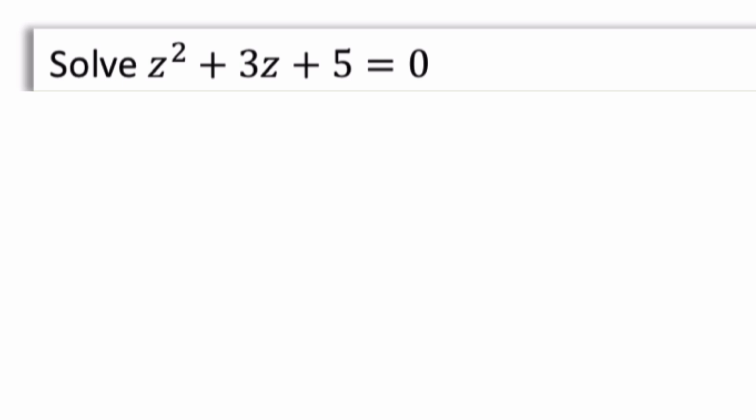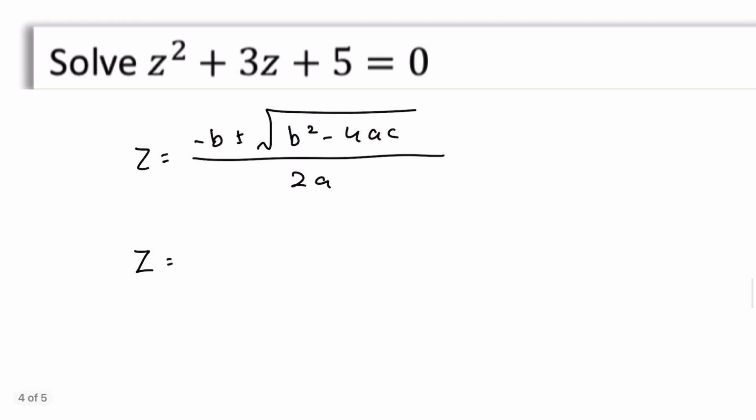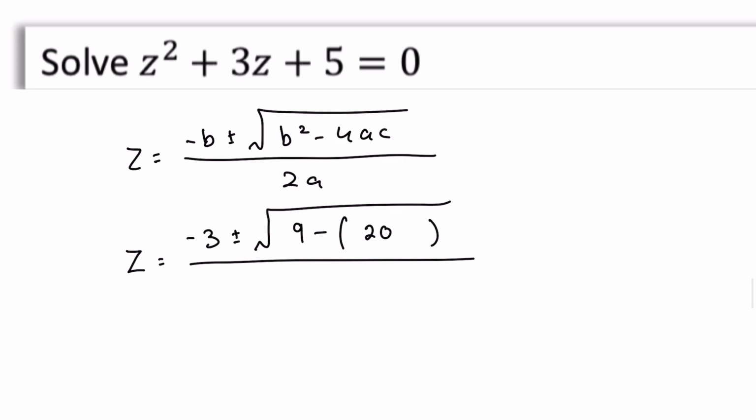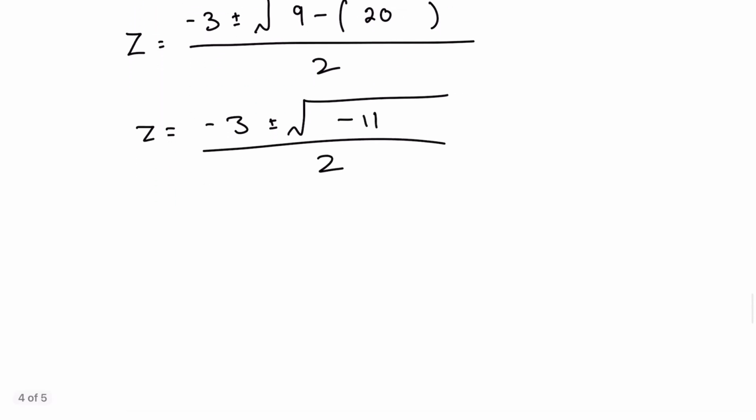Quadratic formula would be z equals minus b plus or minus the square root of b squared minus 4ac, all over 2a. So z equals, well, b would be 3, so minus 3 plus or minus the square root of b squared, which would be 9, minus 4 times 1 times 5, so minus 20, all over 2a, so 2 times 1, 2. So we have minus 3 plus or minus the square root of 9 minus 20, which is negative 11, all over 2. So this is where it would break down, if you will.